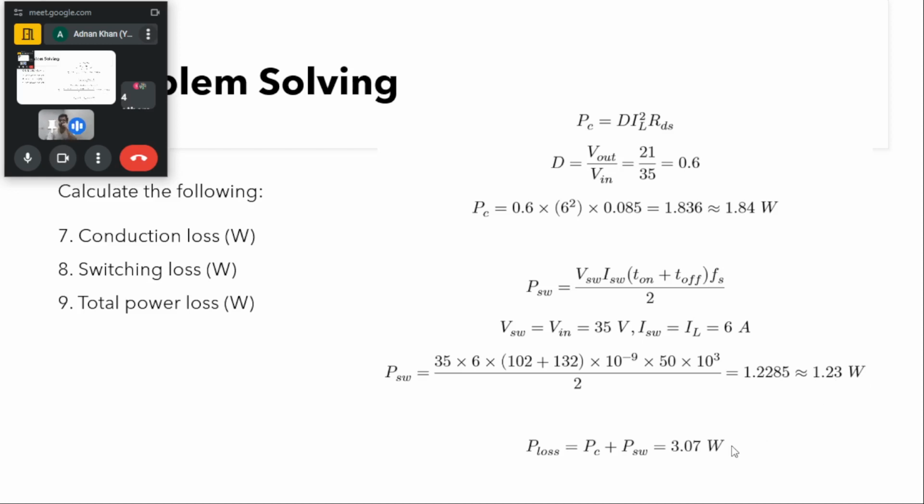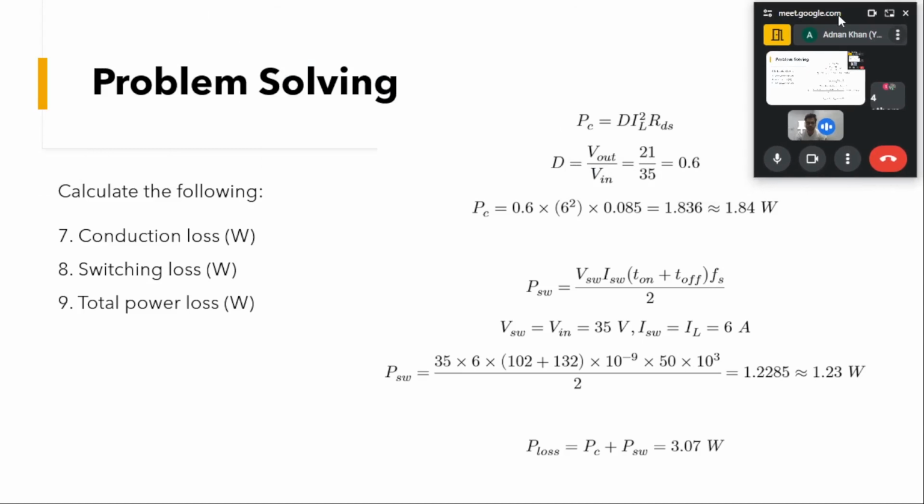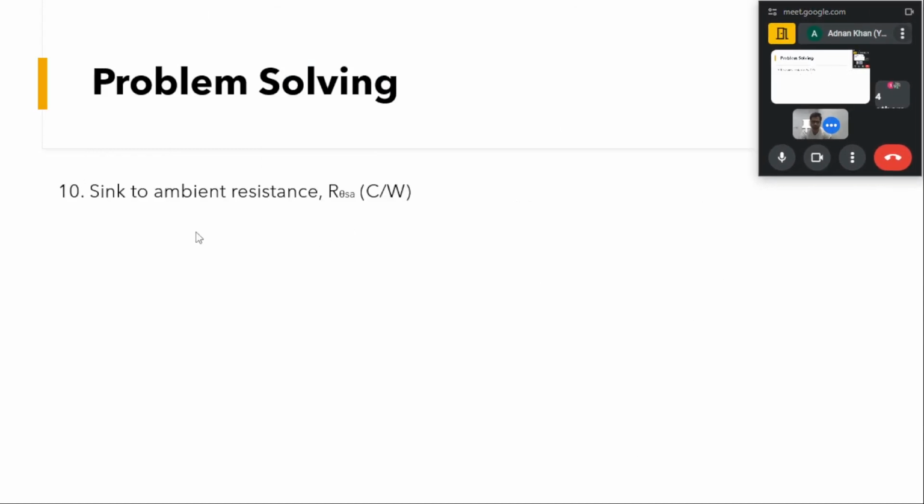So now we know the thermal resistance, we know the power dissipated, we know the turn on and turn off time as well. So in the subsequent question, we will see what is being asked. Now we have to calculate the sink to ambient thermal resistance.